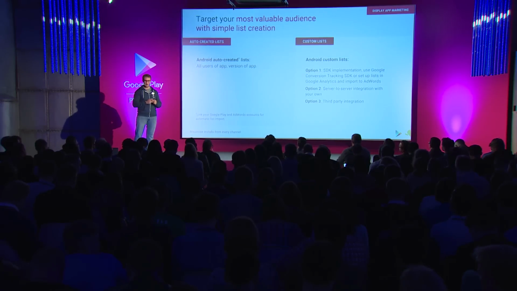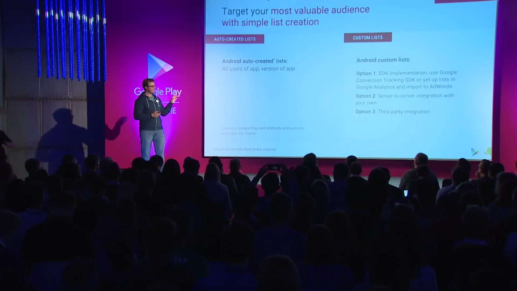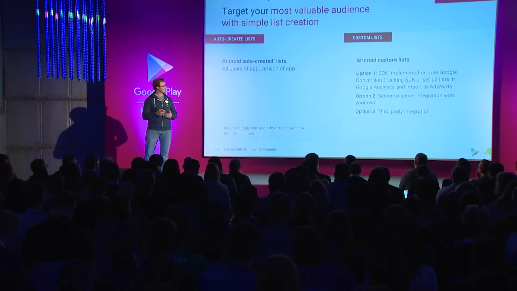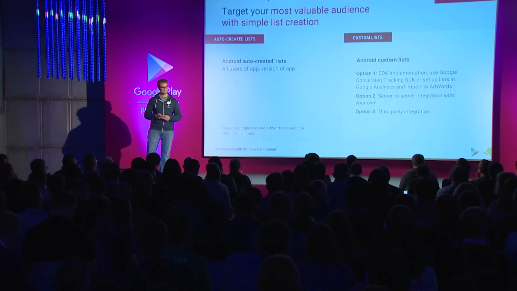There are two ways in which you can create engagement campaigns at the moment. The simplest and easiest is auto-created lists. So all you have to do here is link your Google Play account to your AdWords account, and there are a number of auto-generated lists there that you can remarket to with specific messaging. This is the best and easiest way to try this out to see if you can generate value. If you get that right, then you can start looking at custom lists, where you can either import lists from Google Analytics, Server, or third-party integration.